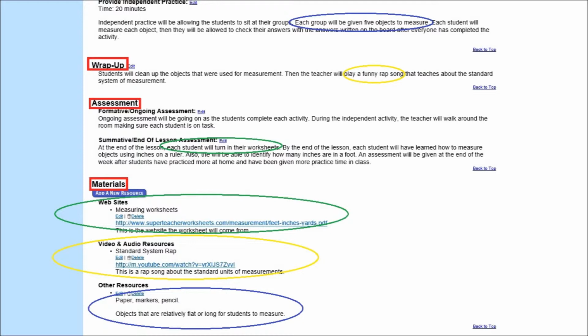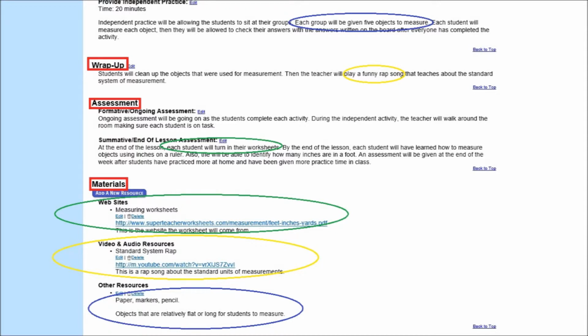For ongoing assessment, the teacher will be walking around during the independent activity. Also for ongoing assessment, the teacher will be asking the students questions during the guided practice. For summative assessment, a test will be given at the end of the week after students have had time to practice more at home and have been given more practice time in class. At the end of the lesson, each student will turn in their worksheets for credit.